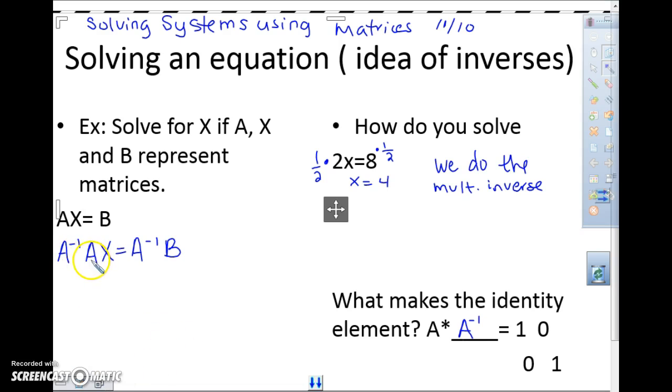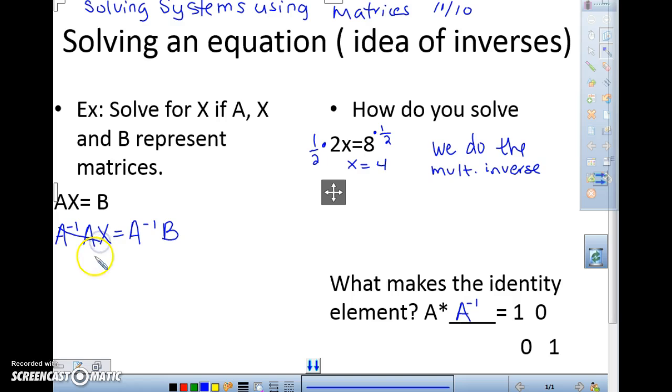So A inverse times A cancels out, just like this kind of cancels out and gives us 1. So that makes 1x equal whatever the A inverse times B is.